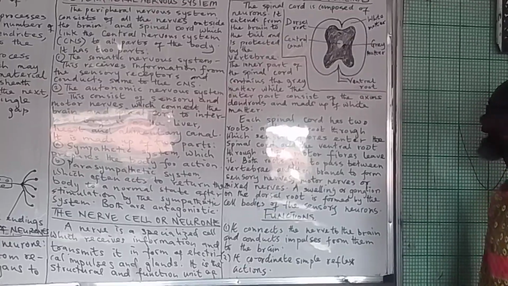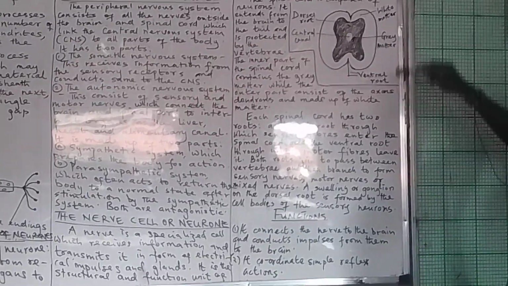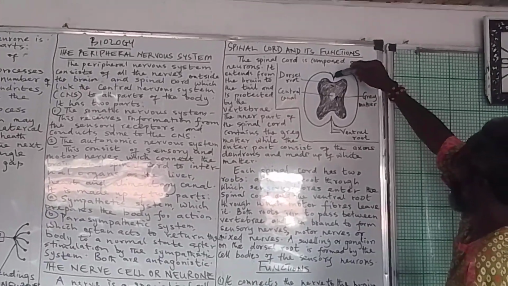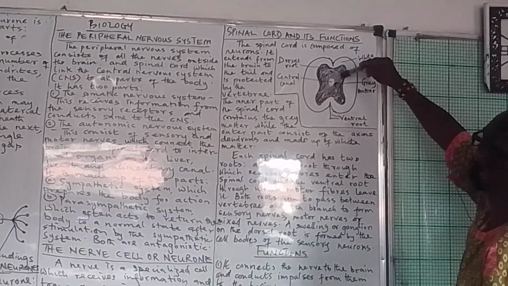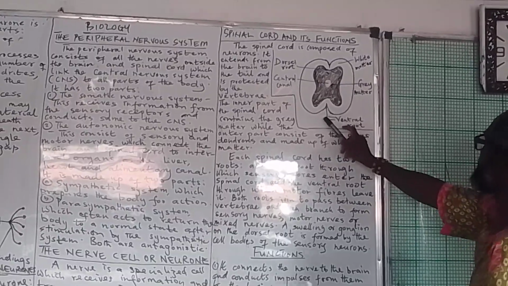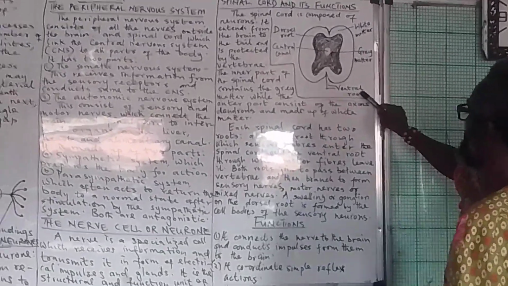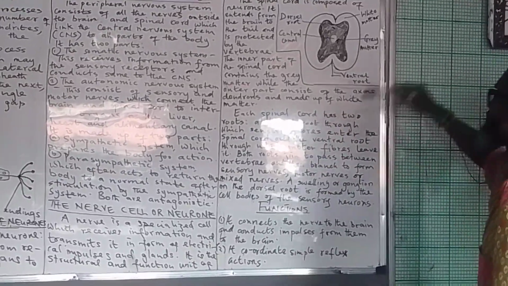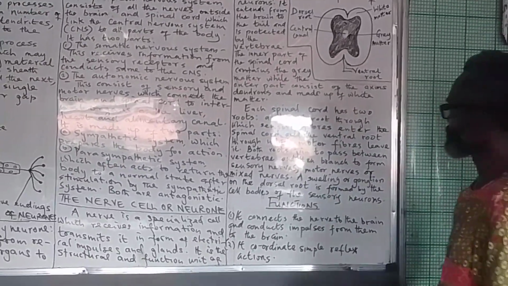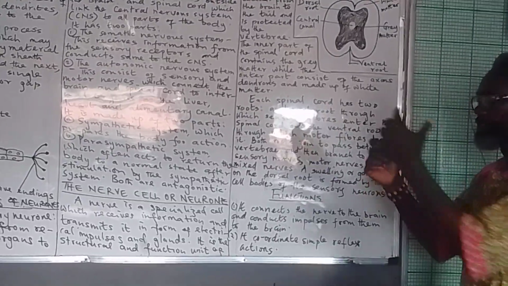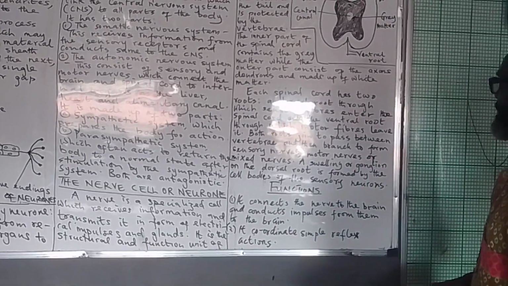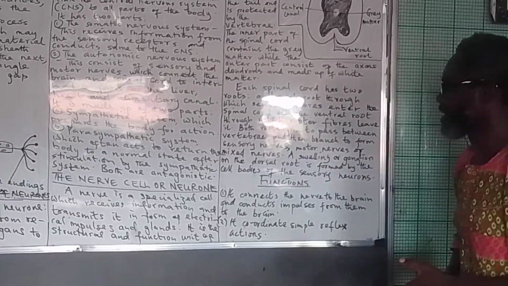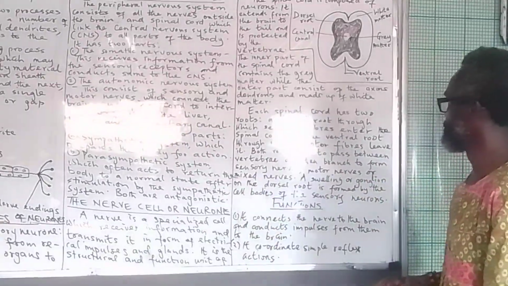So this spinal cord has two roots. You have the dorsal root, through which sensory fibers enter the spinal cord, and you have the what? The ventral root. As you can see it, this is the ventral root through which motor fibers leave the spinal cord. So both roots join to pass through between the vertebrae, and they branch to form the sensory neurons, the motor neurons, and the mixed neurons.